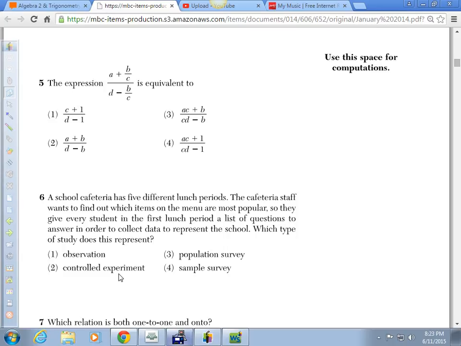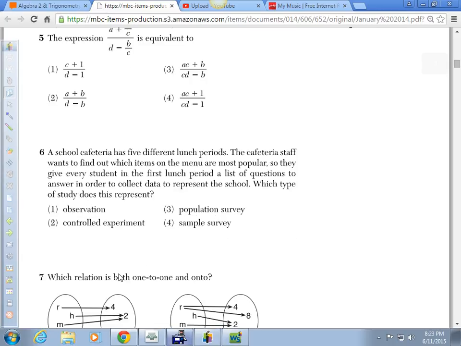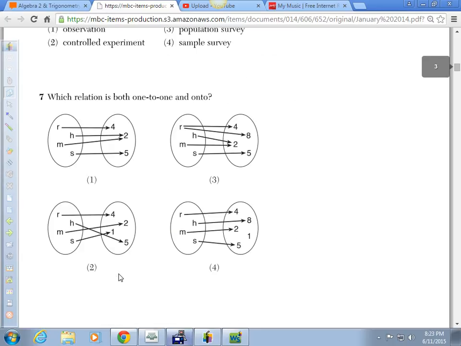What's a population survey? Everyone in all the 5 periods gets the survey. What's a sample survey? Just some of them. So which one is this? This is a sample survey. Why? Only 1 out of the 5 periods were surveyed. So this is a sample survey versus a population survey. Okay?